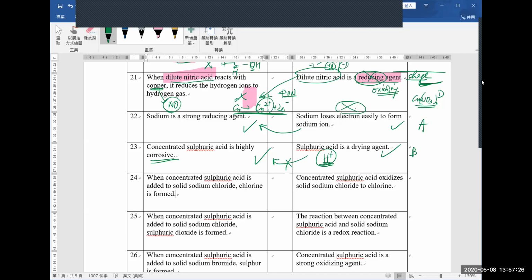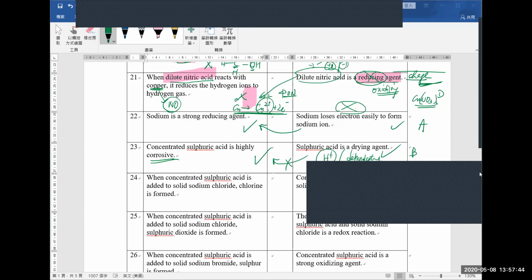Now, so it's 23. It's B. It's not just hydrogen ion, but also it's dehydrating. They will char your skin. Nasty. Maybe Lam Ga Chai will feel excited.